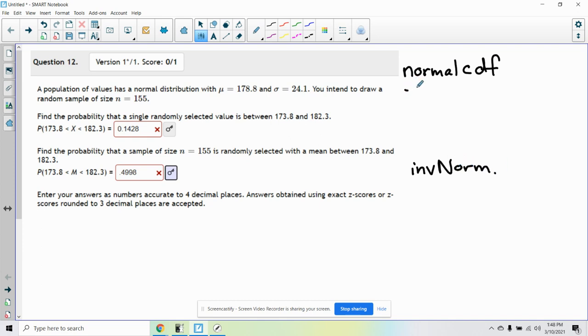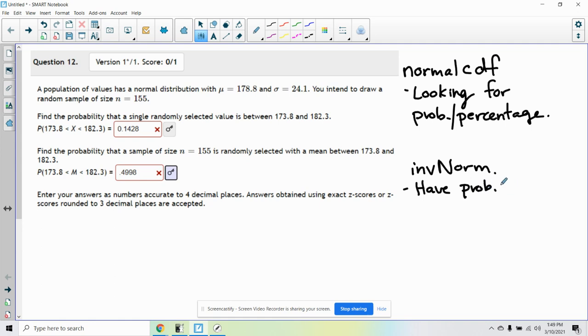I'm going to use the normal CDF when I'm looking for a probability or a percentage. I'm going to use the inverse normal when I have the probability or percent, and I'm trying to find some specific value. Everything's going to involve this normal curve.